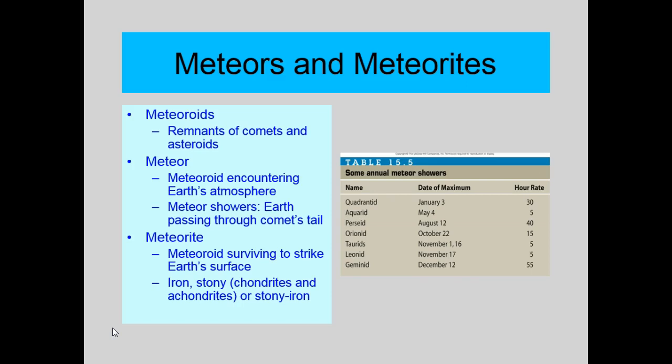Aquariid must be in the constellation Aquarius, May 4th, but that's about one every 12 minutes. I think I'd get kind of bored waiting 12 minutes and maybe seeing a meteor, okay? Perseid, there is a constellation out there called Perseus. It's going through that one on August 12th. 40, that's about one every minute and a half, okay? About one every minute and a half. I could probably stand that. August 12th, nice temperatures, in between terms maybe, so that would be worth staying up and watching.